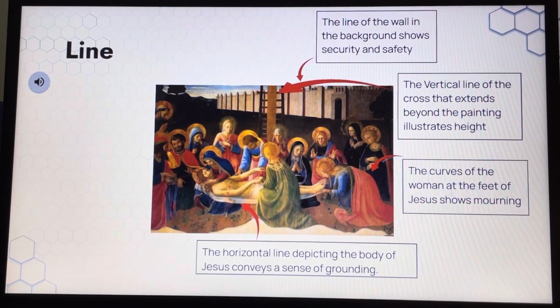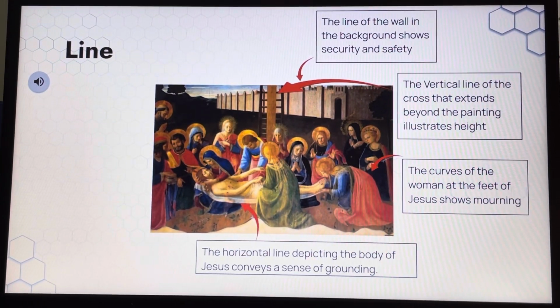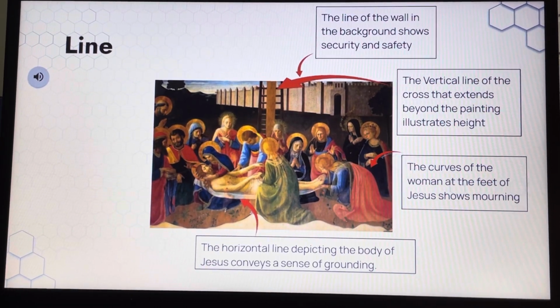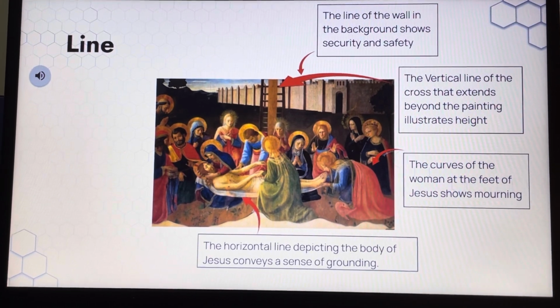The curve that outlines the shape of the bodies of the figures in the painting portray emotion. Most notably, the back of the woman at the feet of Jesus is curved. This curve follows down past her head. This conveys an emotion of mourning and sadness.